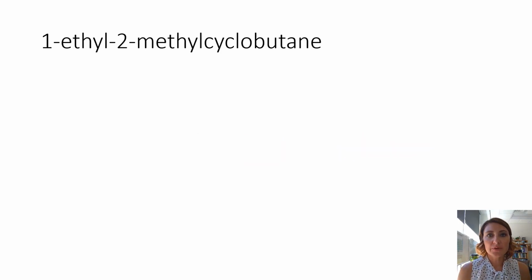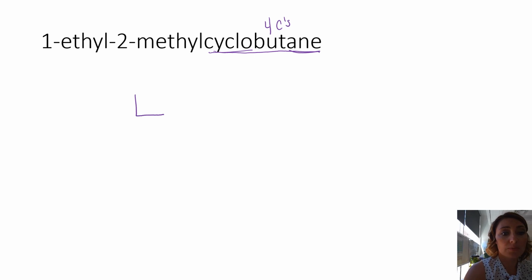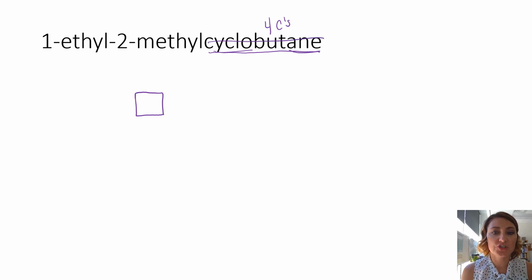All right, so now we're going to take a name and we're going to draw a structure from it. And so when doing this, I always like to start with the parent chain. We have but, which tells me it has 4 carbons, and ane tells me it's all single bonds. Cyclo tells me those 4 carbons are wrapped up around into a cyclic structure. So 4 carbons looks like a square. It is a cyclic structure. So we've taken care of our parent chain.